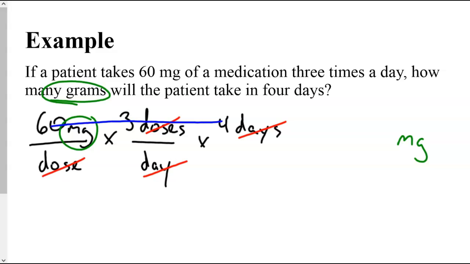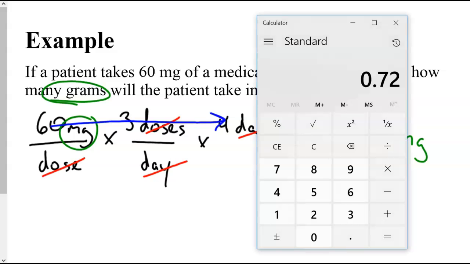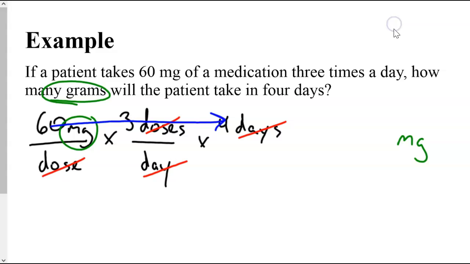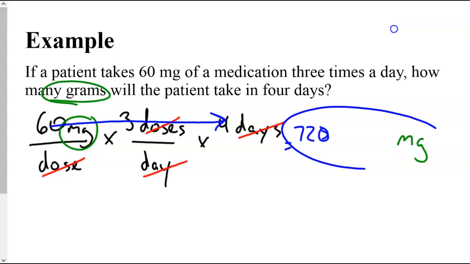And you go, okay, multiply straight across, 60 times 3 times 4 is going to give us 720, and that is actually milligrams because that's the unit that's over here. And so that's 720 milligrams, but it's asking for how many grams.